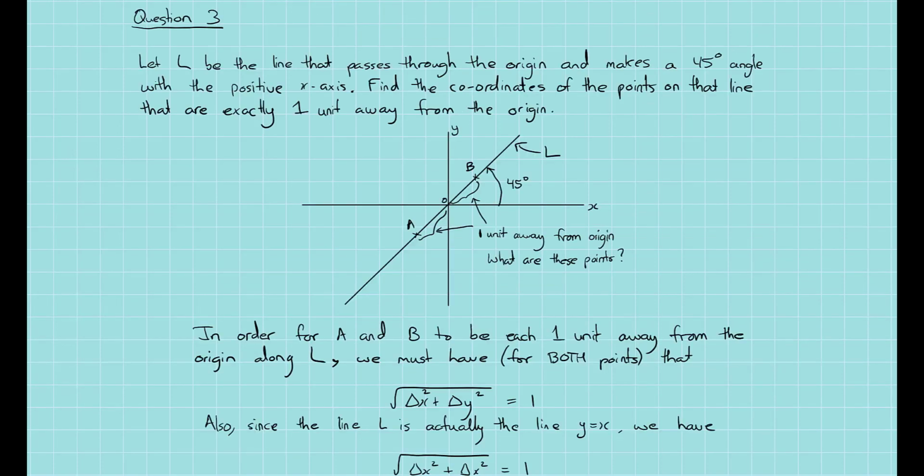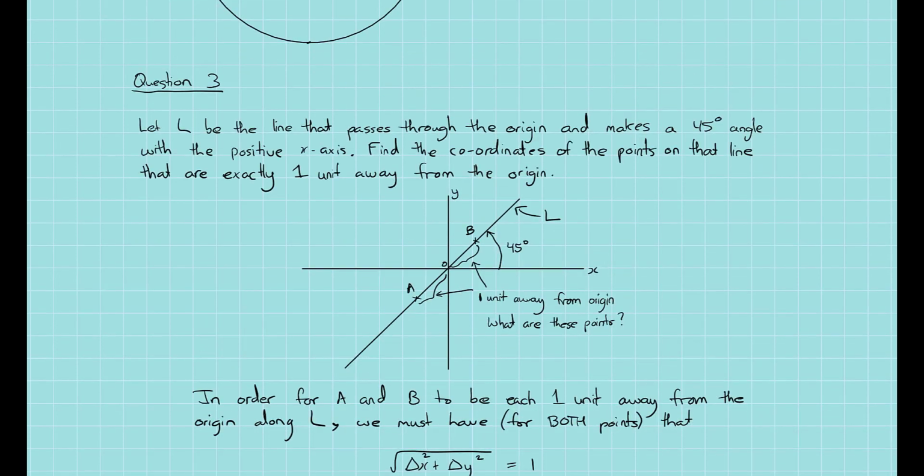Question 3, let L be the line that passes through the origin and makes a 45-degree angle with the positive x-axis, and find the coordinates of the points on that line that are exactly 1 unit away from the origin. So this one's a little tricky because you have the line L drawn at 45 degrees in relation to the positive x-axis, and they want 2 points that are exactly a distance of 1 away from the origin. So how do you find the coordinates of those points?